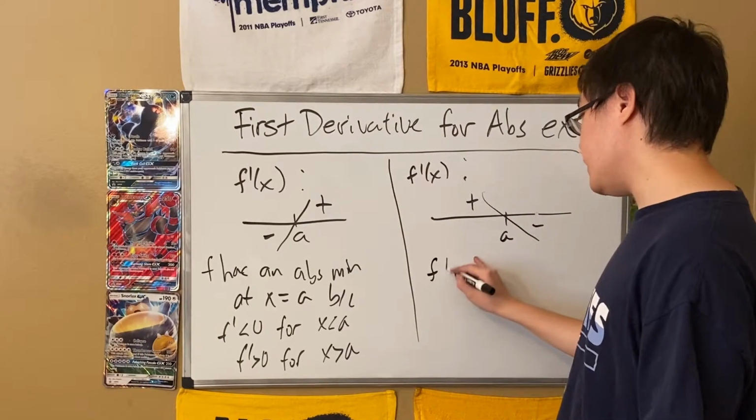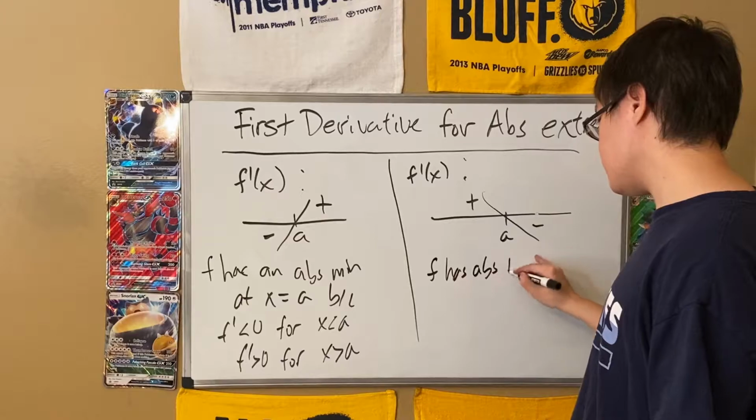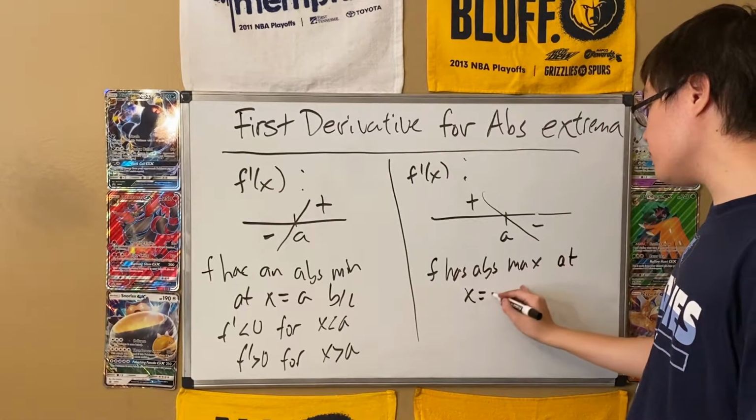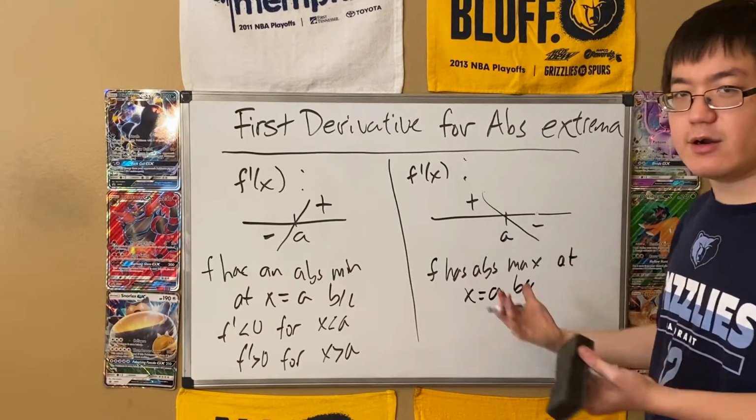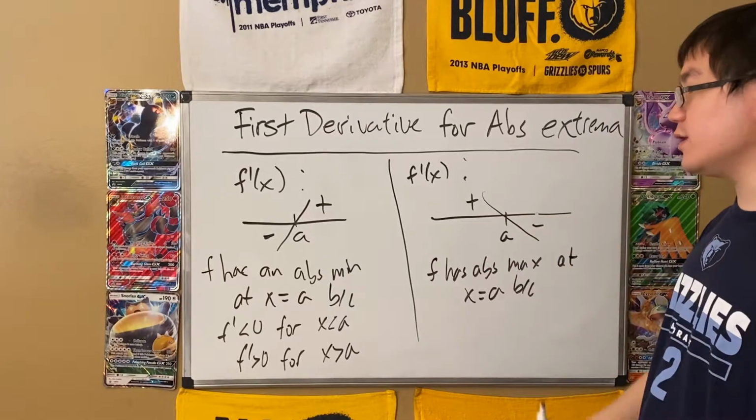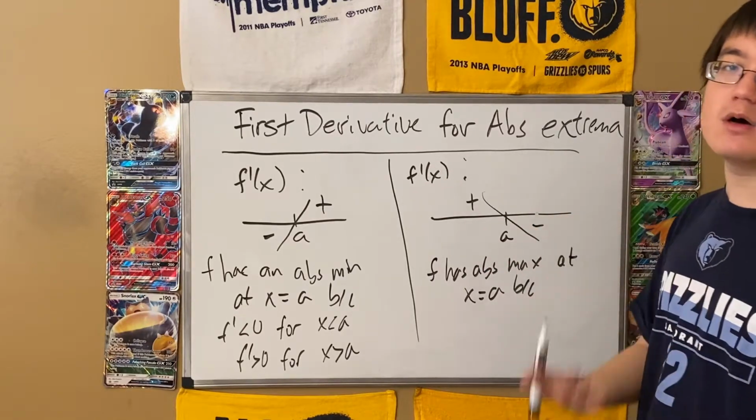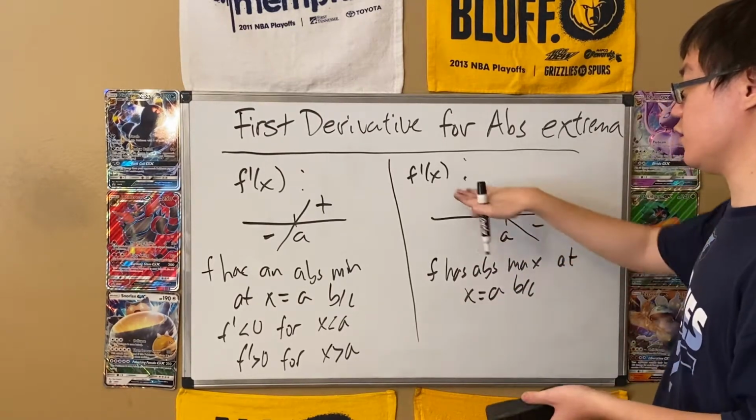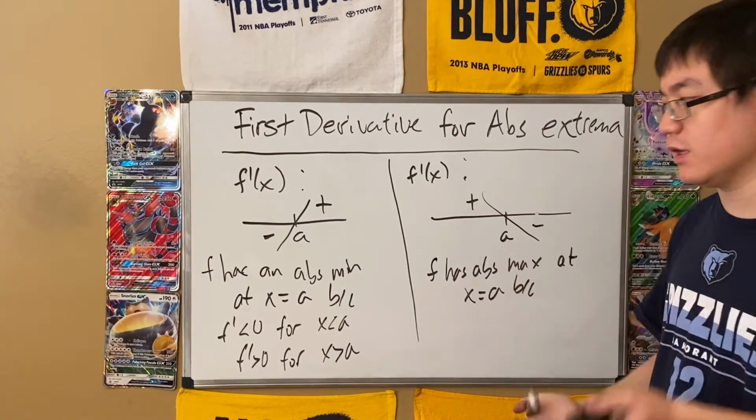So in this case, it will be F has an abs max. Again, all I'm doing is describing the sign chart. Some of my students like to memorize these sentences, but I don't have to memorize them because I'm just looking at the sign chart and coming up with a sentence. All I'm going to write is that F prime is positive for x smaller than a, and F prime is negative for x bigger than a. It goes from positive to negative and doesn't do anything else.